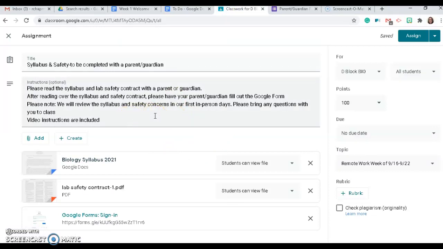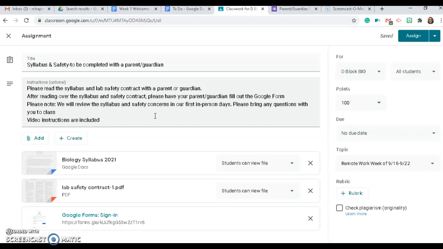During our in-person class meetings, we will be going over parts of the syllabus, and we will be spending a day going over lab safety and all the safety equipment that is located in the classroom. So we will go over those things.